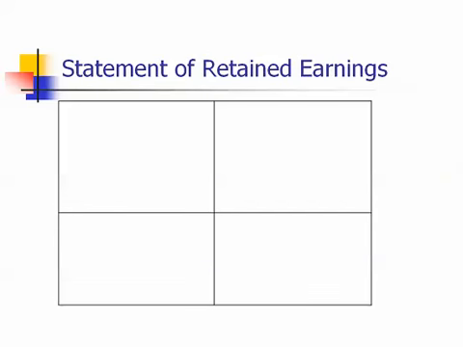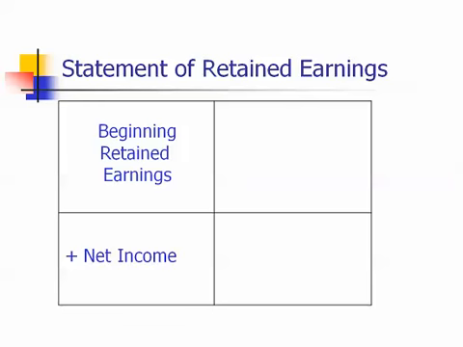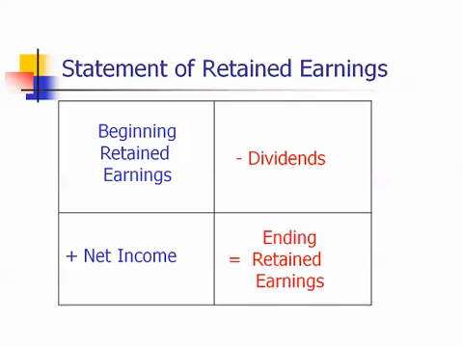Consider another familiar box, the statement of retained earnings. Beginning retained earnings plus net income minus dividends equals ending retained earnings. Again, let's take a look at an example with numbers.